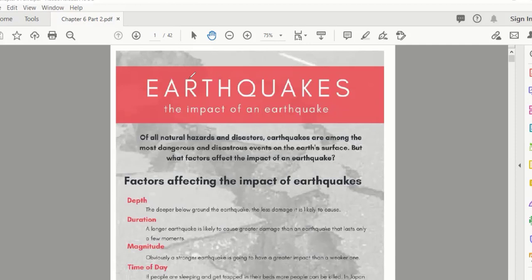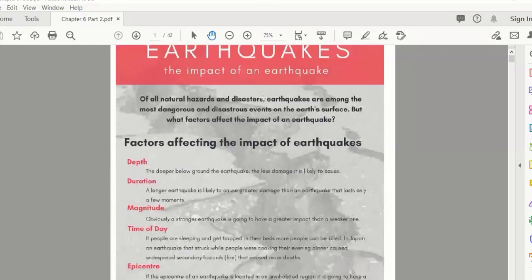Now, the impact of an earthquake. What will be the impact of an earthquake means how much damage an earthquake can create, and how much life or property loss it can create. It depends on the following factors. Number one, the depth. We talk about how deep the epicenter is, that is, the focus, how deep the focus is.